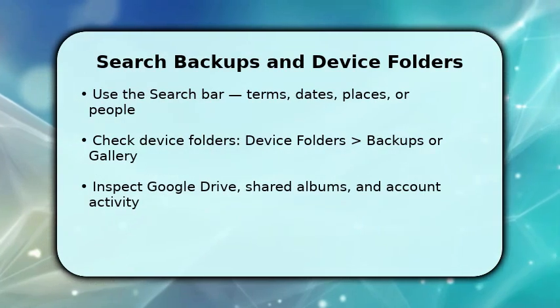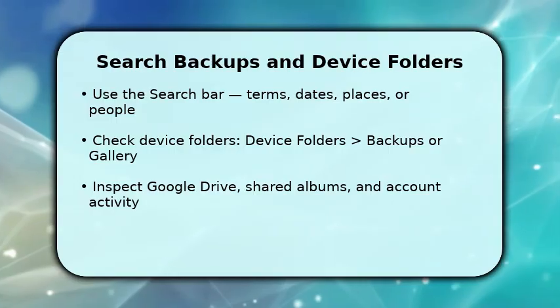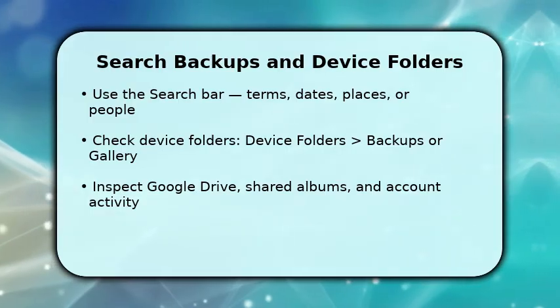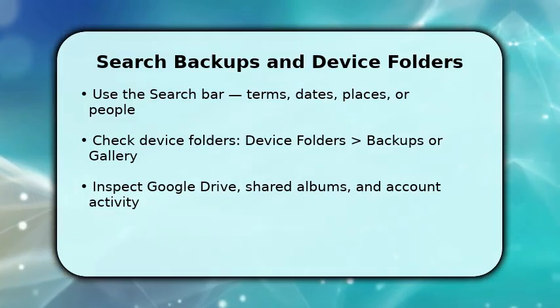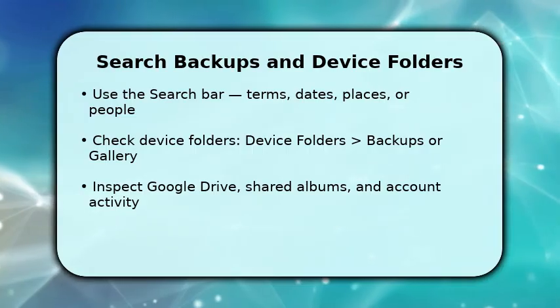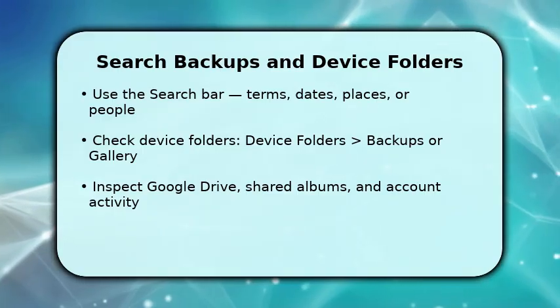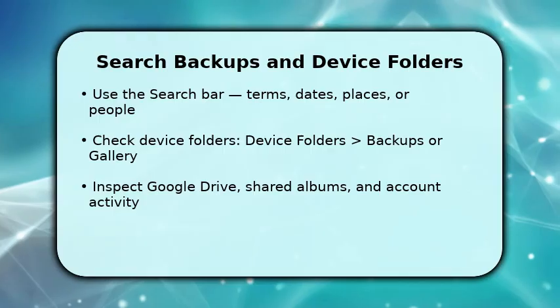Now broaden the search. Use the search field with dates, places, or people to surface items that aren't in the main library. Once done, open Library Utilities device folders or backups to see photos that didn't sync. Make sure the device's backup setting was enabled. If not, local files may remain on the phone.